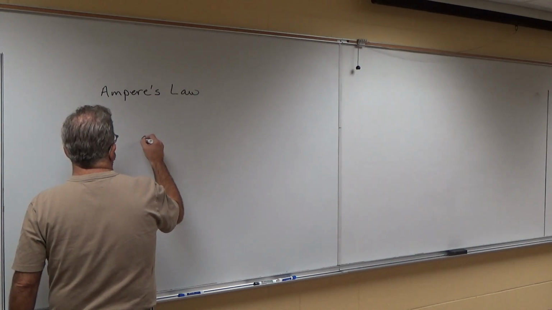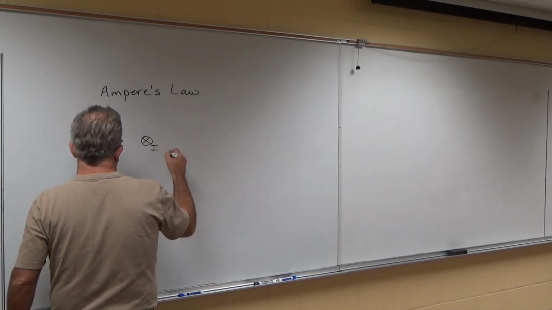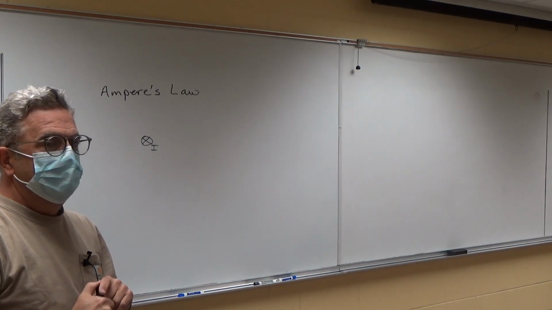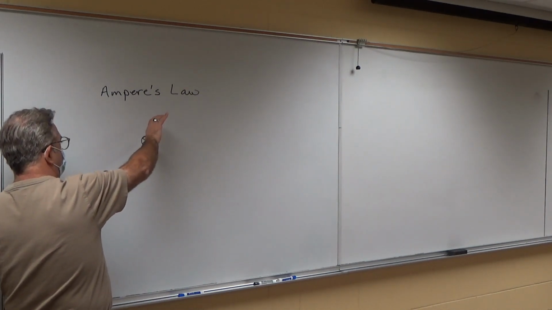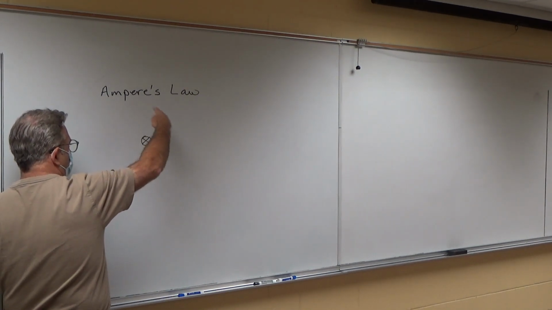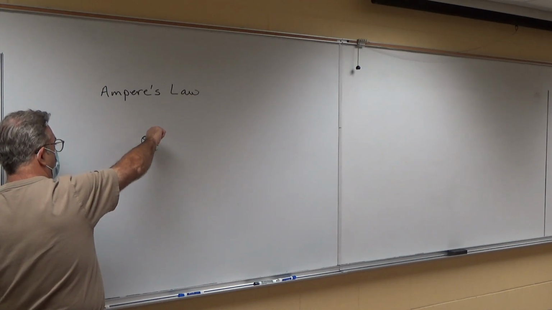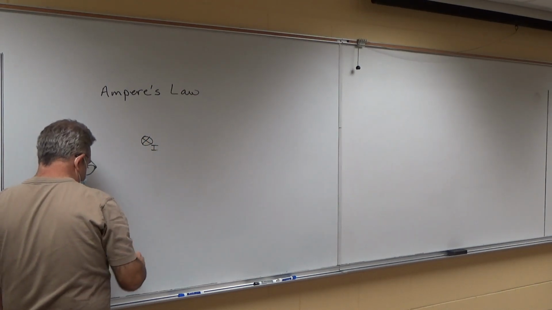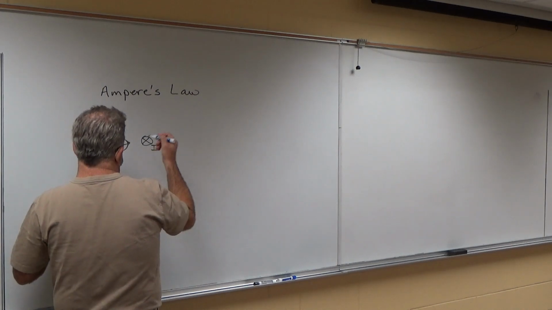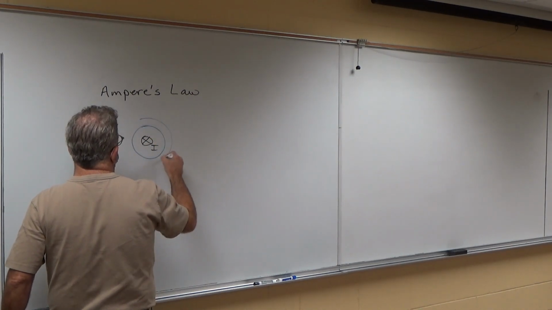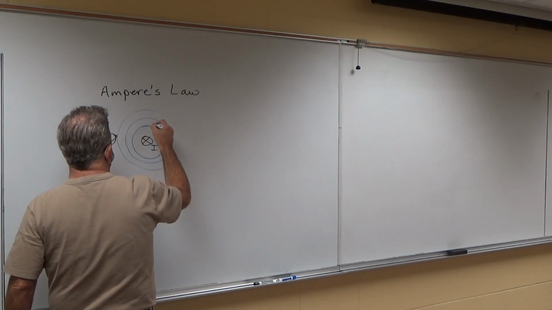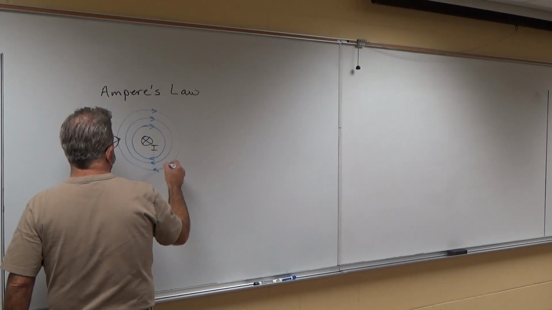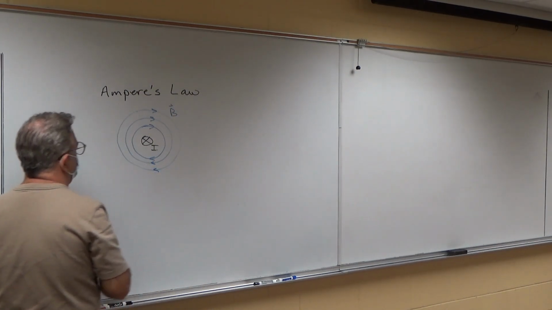So here's the setup. Current, just like always. There's a current flowing into the board, a nice straight wire. We know from what we did previously, there are magnetic field lines that wrap around the wire. I put my thumb of my right hand in the direction of current flow, and the field lines go around this way, in the direction of my fingers. So here are those field lines. They're nice concentric circles. Field is like this. That's B. Okay?